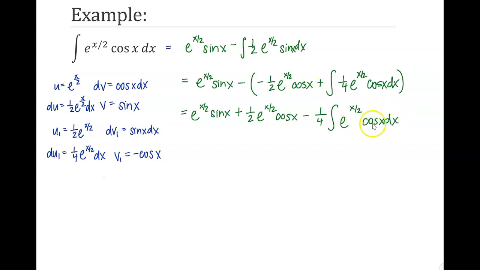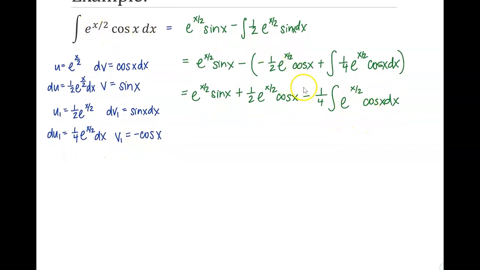And then when you look at the integral we have left, you might be thinking, oh my gosh, I have another exponential times sine or cosine again. And we do, so we kind of went in a circle, because if you look at the original integral, we basically have that again. We have e to the x over 2 times cosine x. Just this time we have a coefficient in the front. And so that's why it's called the circular type of problem here, because we did kind of end up where we started.